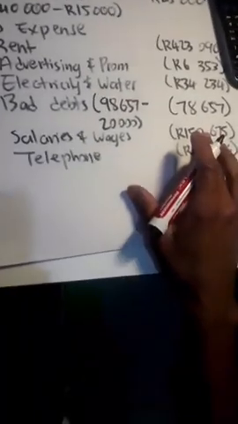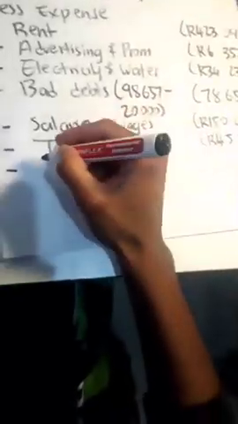Do you have any adjustment affecting telephone? No. So we just write it the way it is: 45,336, right? And then you have another expense. Do you have any expenses on the trial balance? Okay, telephone was the last one.